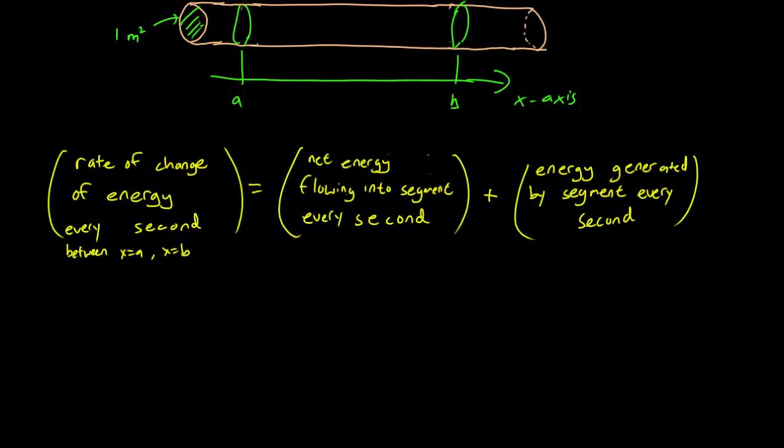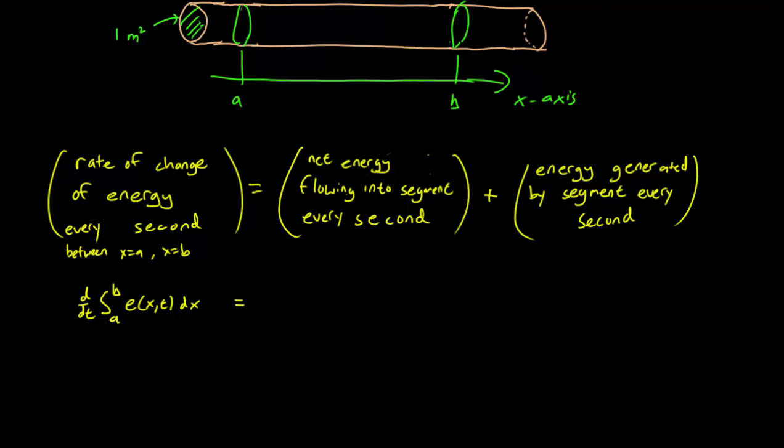Remember, in a previous video, we decided that the amount of energy between x equals a and x equals b is represented by integrating the energy density with boundaries a and b. We want to consider the rate of change of energy in the segment, so we have to include a t derivative here, because a derivative in t represents a rate of change. So that's how to represent the left-hand side of this equation mathematically.